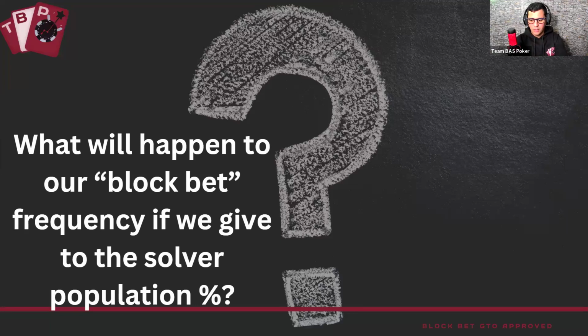So you can definitely start using this. Catalin is saying 70% block bet frequency, like 55%, 60% with split sizing is my guess. Yeah, let's then have a look here.